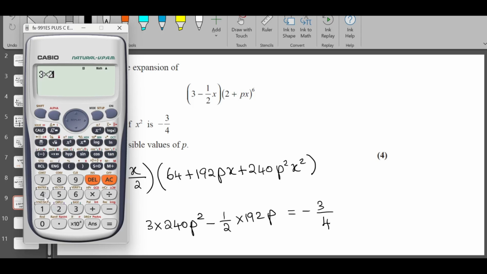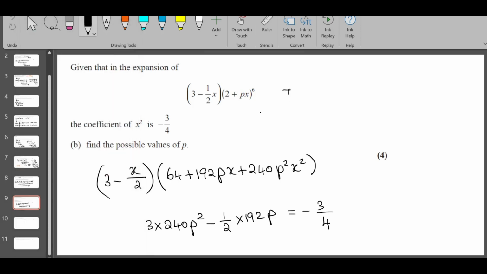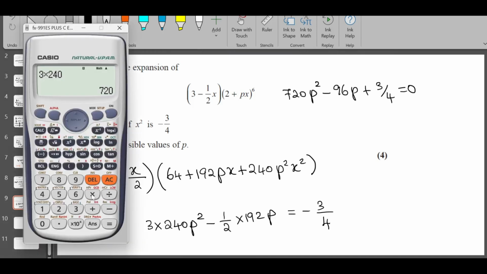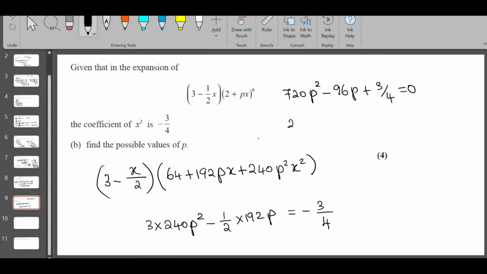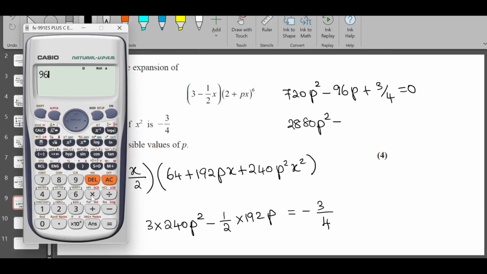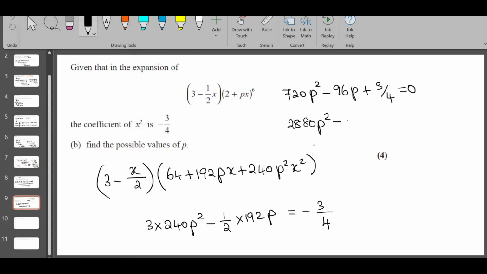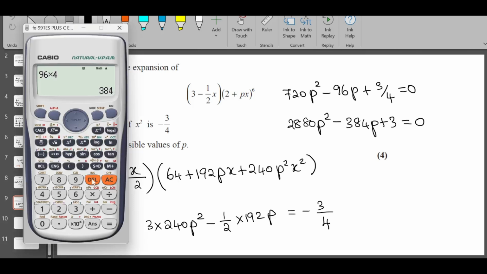So 3 times 240 is 720 p square, minus 96 p, plus 3 over 4 is 0. Multiply through by 4 to get rid of the fraction. 720 times 4 is 2880 p square. 96 times 4 is 384 p, plus 3 is 0. And I'm going to solve this.